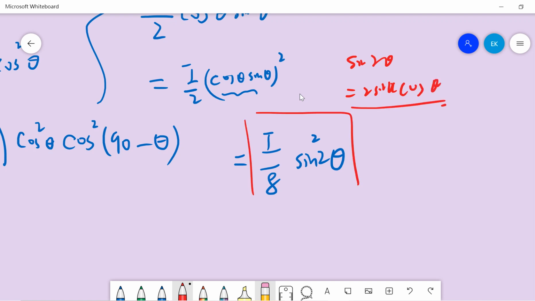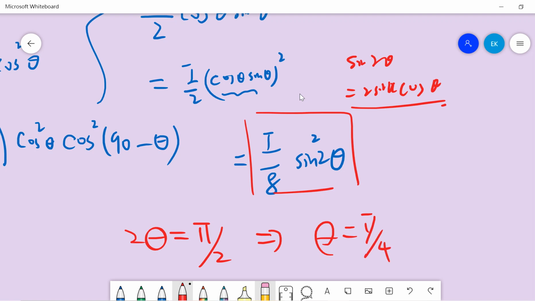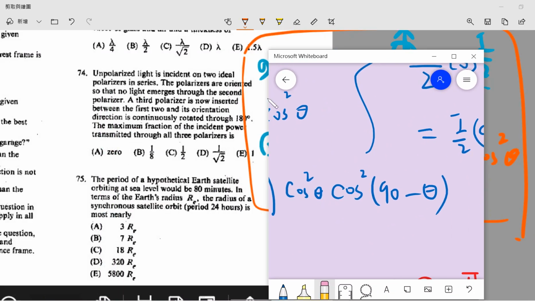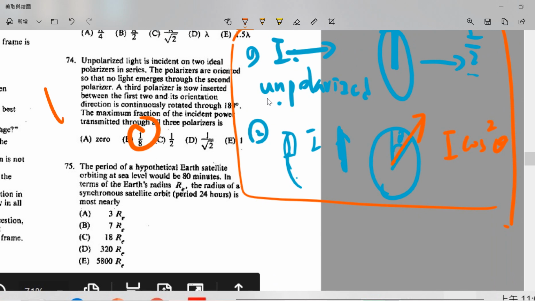So we have this. And what is the maximum of this? The maximum is when 2 theta is equal to pi over 2. So theta is pi over 4. So the answer is the maximum amplitude is I over 8. I divided by 8. So the answer is B. The answer is B.